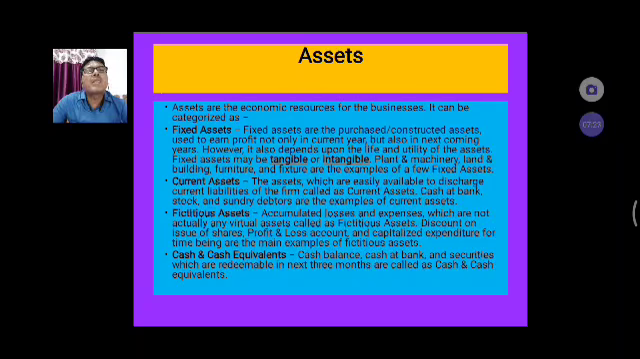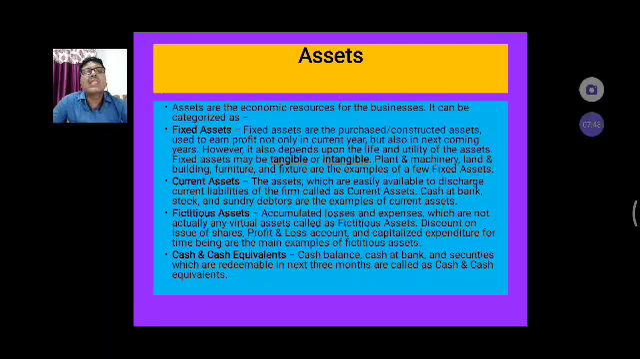Then current asset. The assets which are easily available to discharge the current liabilities of the firm are called current assets. Cash at bank, stock and sundry debtors are examples of current assets.